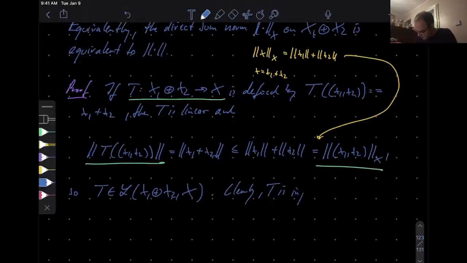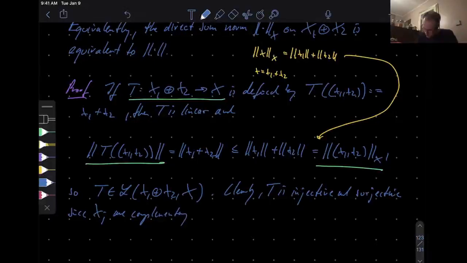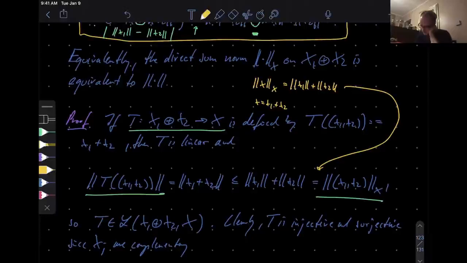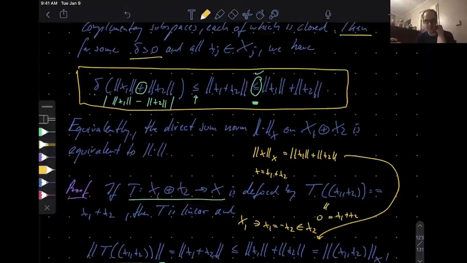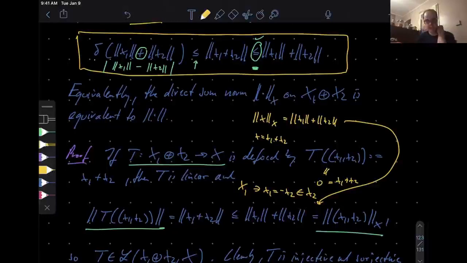Now, having this, clearly T is injective and surjective. Why is this? This is because these are complementary subspaces. Since X1, X2 are complementary. So injectivity, if this is mapped to 0, then this just means that x1 plus x2 is equal to 0. Yeah, but that means x1 is minus x2, and now the one on the left is in capital X1, and the one on the right, because it's a subspace, is in X2. So these two elements are in the intersection, but since these are complementary subspaces, the intersection is the zero vector space. So that's why x1 equals x2 equals the zero vector.